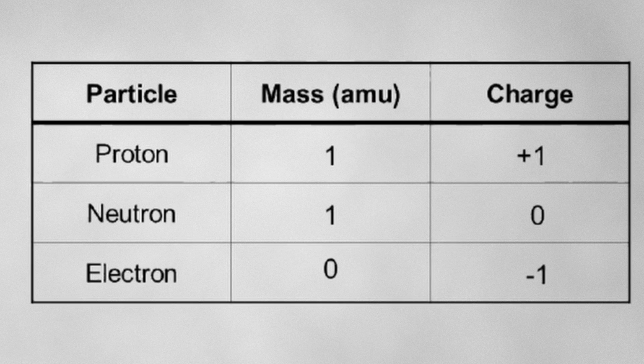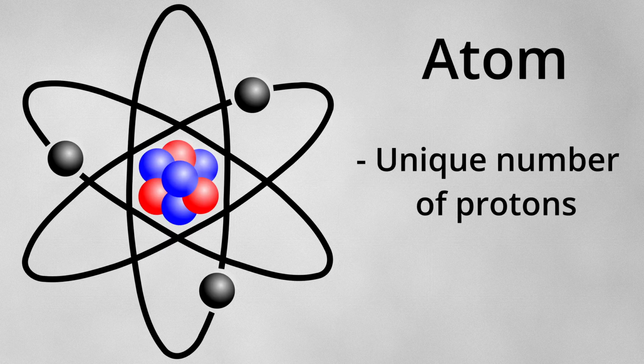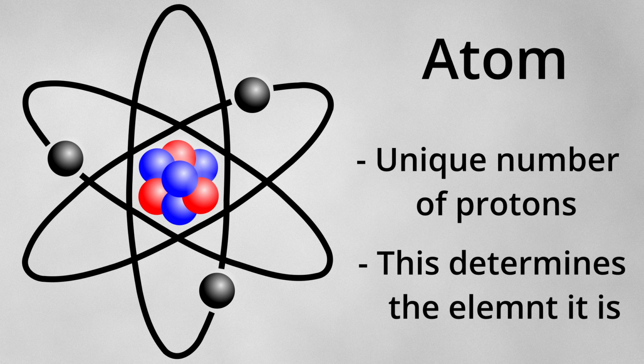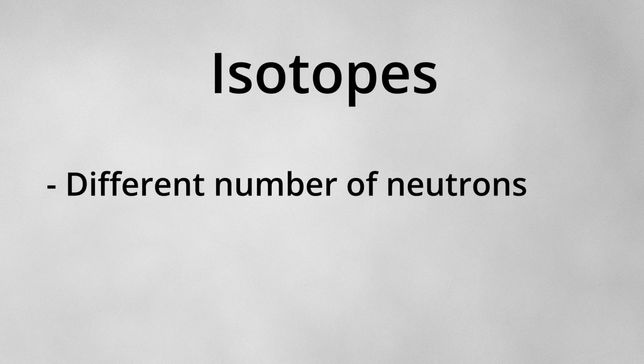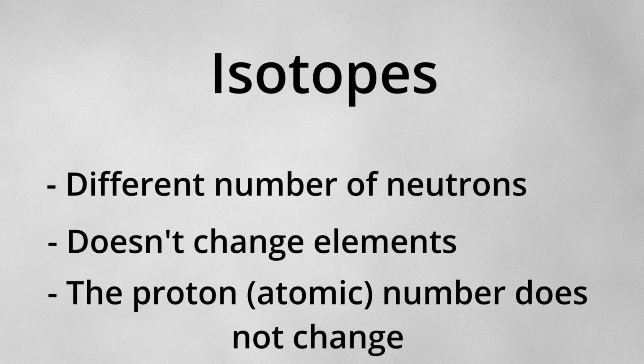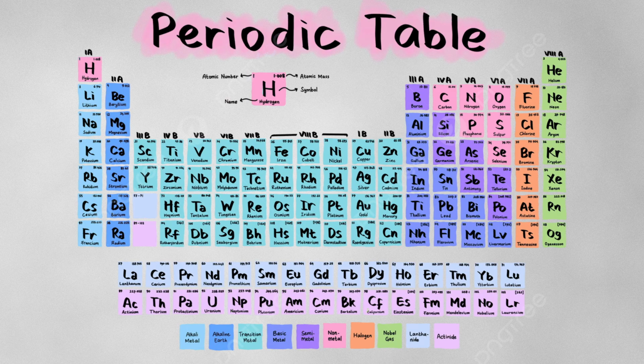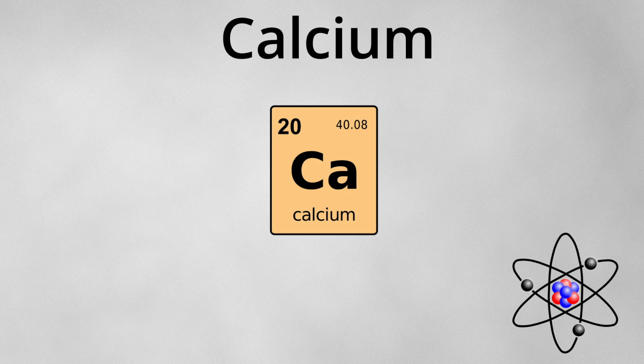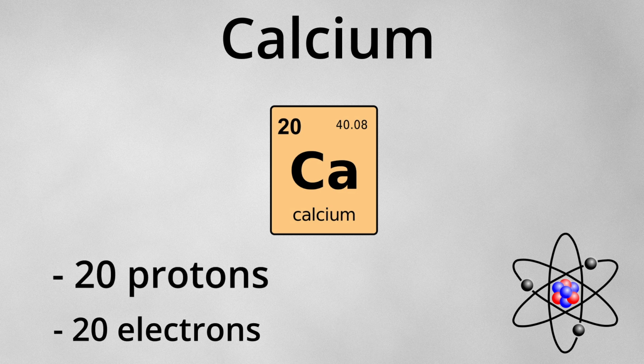In terms of mass, the relative mass of a proton is 1, a neutron is also 1, and an electron is 1 over 1837. Each atom has a unique number of protons, and that determines the element it is. Therefore, isotopes, which have more neutrons in the nucleus, don't change the element it is, as the proton number doesn't change. In the periodic table of elements, the elements are arranged in order of their atomic number, which is the number of protons and electrons in an atom. Calcium has an atomic number of 20, so therefore contains 20 protons and electrons.